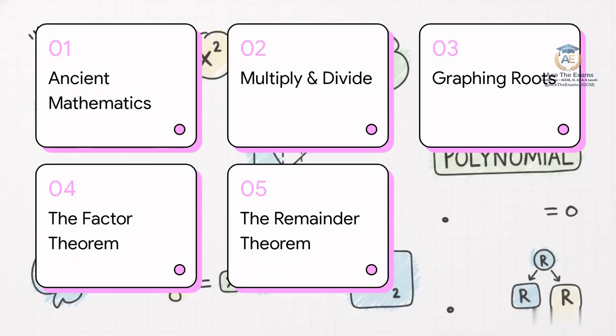Here's our operational plan for today's session. We'll start with Section 1, looking at ancient mathematics and how it applies to polynomials. Then, Section 2, multiplying and dividing. Section 3 is graphing to find roots. Section 4 covers the massive factor theorem shortcut. And finally, Section 5, the remainder theorem. We've got a lot of ground to cover, so let's get right into it.